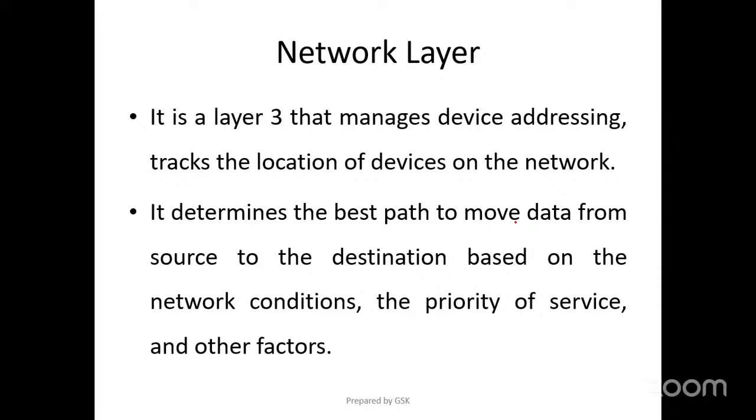A network layer determines the best path to move the data from source to destination based on the network conditions, the priority of the service, and other factors. So whenever you are trying to send any data from one system to another system through the network, the network layer's responsibility is to identify all the available paths and decide which path is most suitable. So after selecting that path, the data is sent with that particular path only.